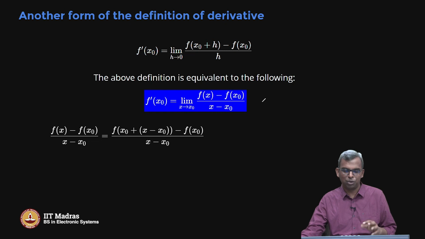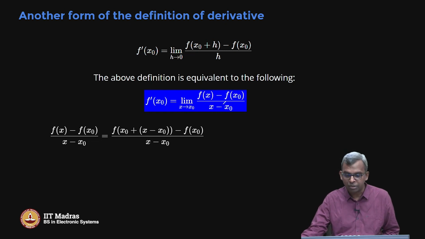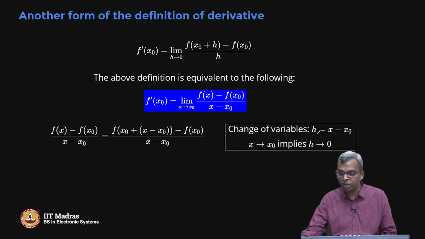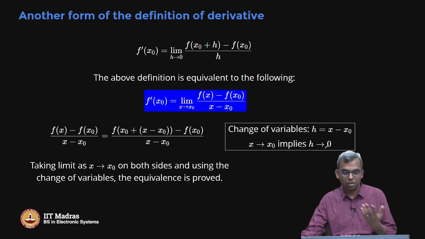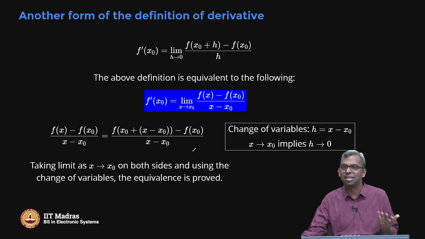The proof again uses some simple little tricks. We start with the expression f of x minus f of x naught by x minus x naught. Instead of writing x, we write x naught plus x minus x naught, which is the same as x. I have not done anything here. But once I write that, I identify that this x minus x naught is like a step. So you can do a change of variables, h is x minus x naught. So x tending to x naught is the same as h tending to 0. Once you take limits on both sides, it is the same thing. So what we looked at intuitively as the same thing is also exactly the same definition.